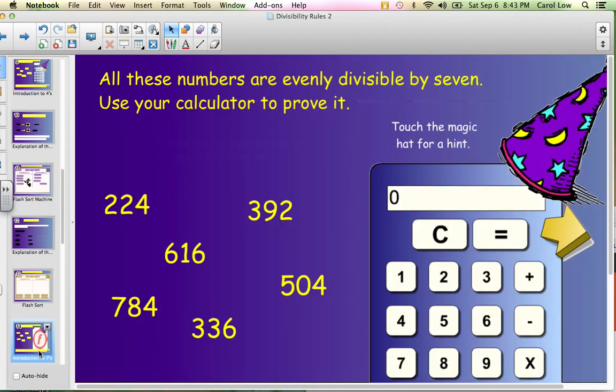Okay, all these numbers are evenly divisible by 7. Use your calculator to prove it. Let's see if this is going to work tonight. Okay, here we go. Write this down in your vocabulary book.